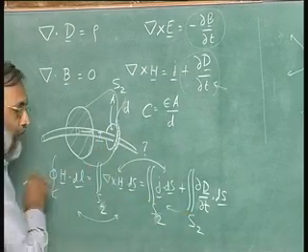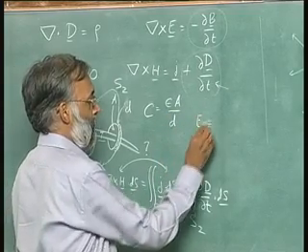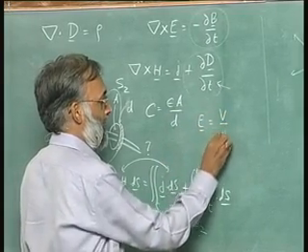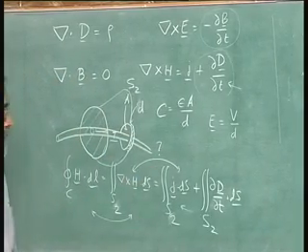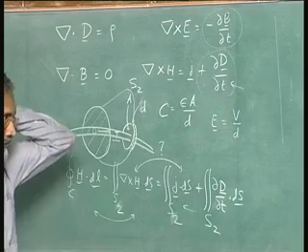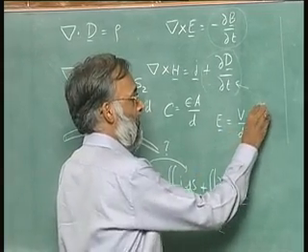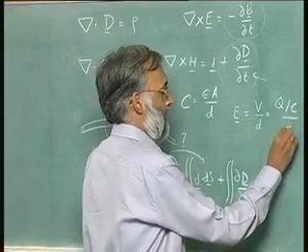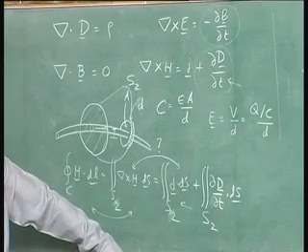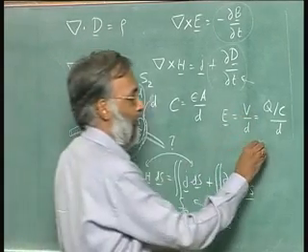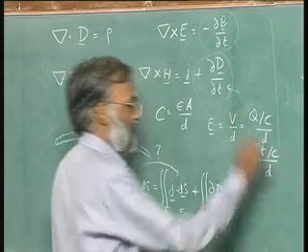Now, when I go through the capacitor, my electric field E is equal to the voltage divided by d in the direction from the plus plate to the minus plate, and the voltage V is equal to Q over C divided by d, because charge Q is CV. And what is Q? Q is nothing but I times t divided by C divided by d.